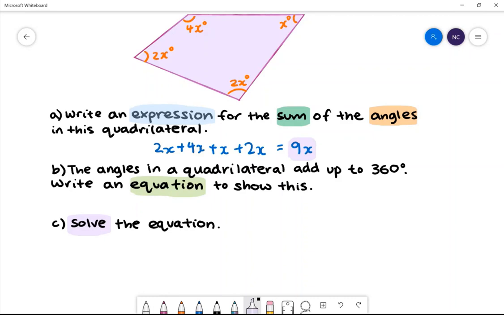B, the angles in a quadrilateral add up to 360 degrees. Write an equation to solve this. Our equation will be 9x is equal to 360 degrees.